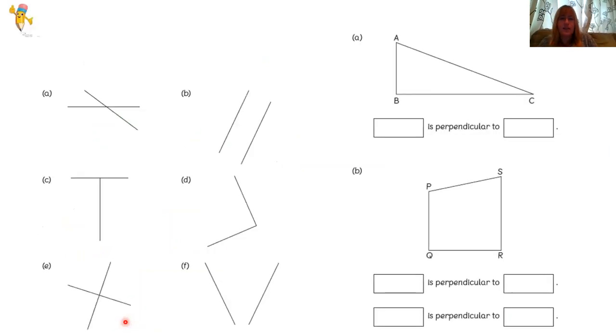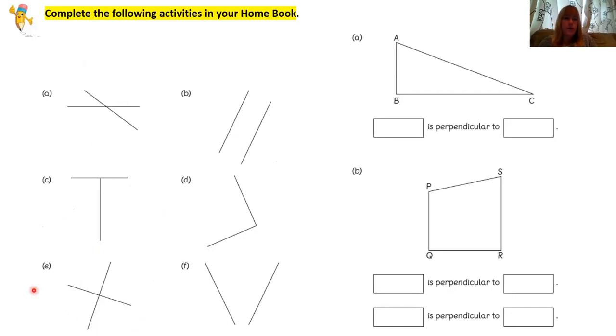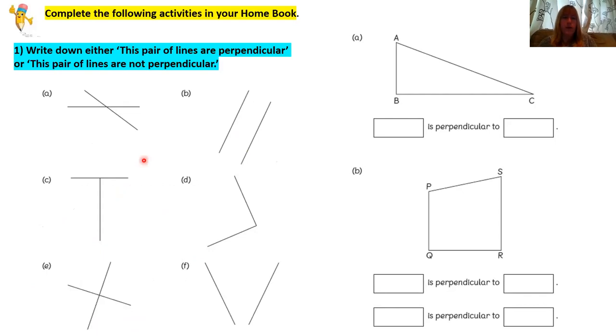Okay, year 3. Today's activity, you will need your home book and pencil. There are 2 different slides for you to work through today. You don't need to draw these in your book. All I would like you to do is write down either the sentence, this pair of lines are perpendicular, or this pair of lines are not perpendicular. I really want you to write down those sentences because I want to make sure that you're really thinking about that word perpendicular, sounding it out and able to spell it.